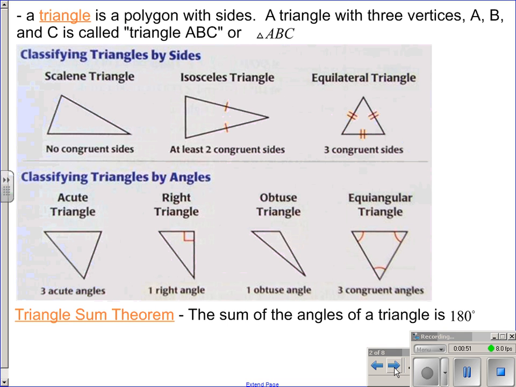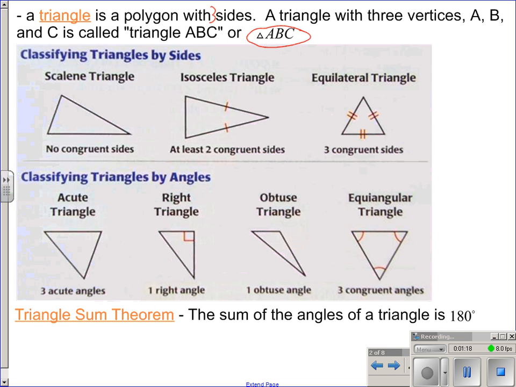So, first off, a triangle. It is a polygon with, it has sides, definitely, but more importantly, it's got 3 sides. Make sure you copy the 3 down and put that in there. So, triangle with 3 vertices, A, B, and C, is called triangle ABC. This is almost always how that will be written. That little triangle symbol out in front, and then the 3 vertices.